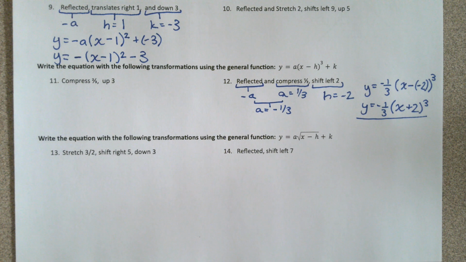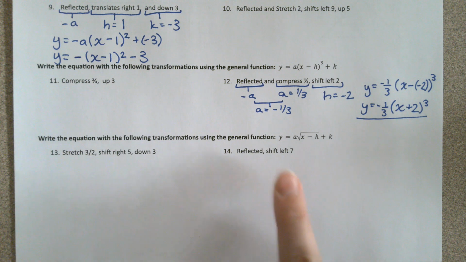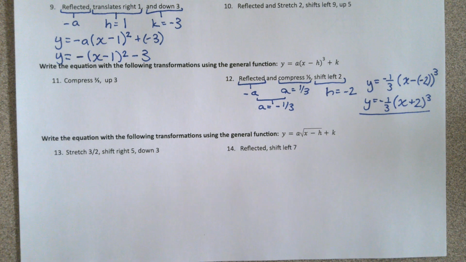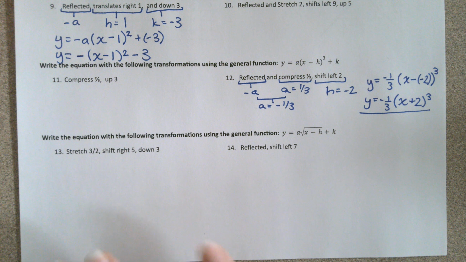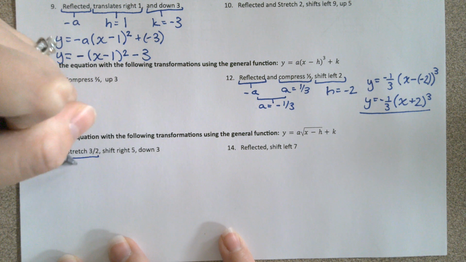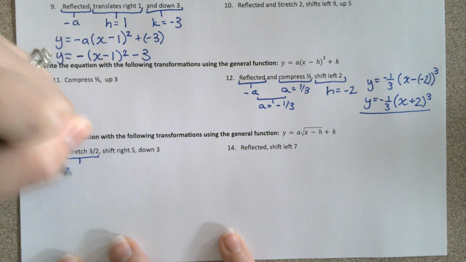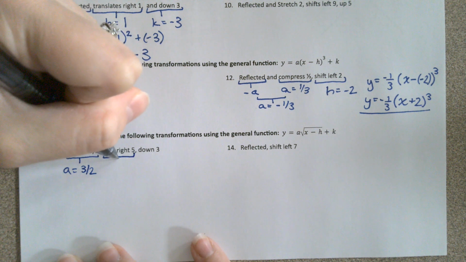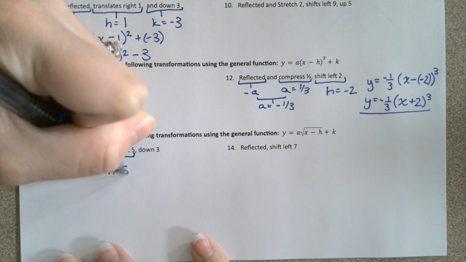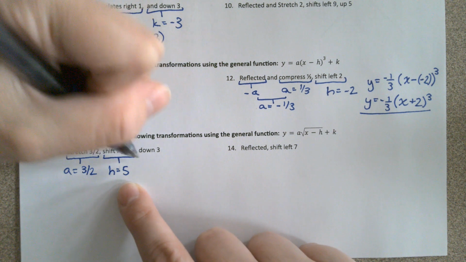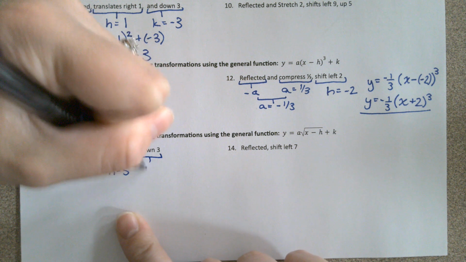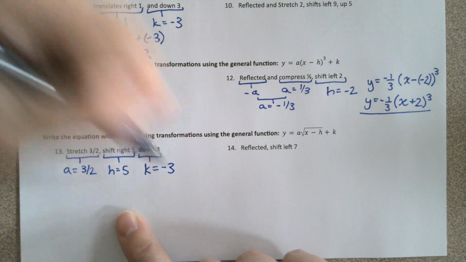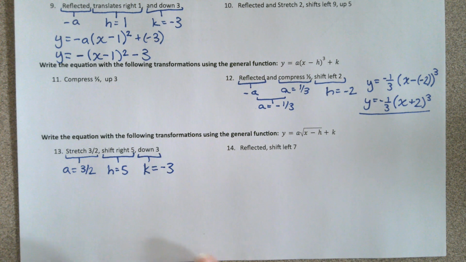All right, move it to the last one. y equals a times the square root of x minus h plus k. I'll just do number 13. Stretch of 3 over 2. Stretch or compress, that means it's a 3 over 2. Shift right 5, so that's going to be h, and h is just a positive 5 since right is a positive movement. Down 3, that means k is going to be negative 3. It's moving down 3.